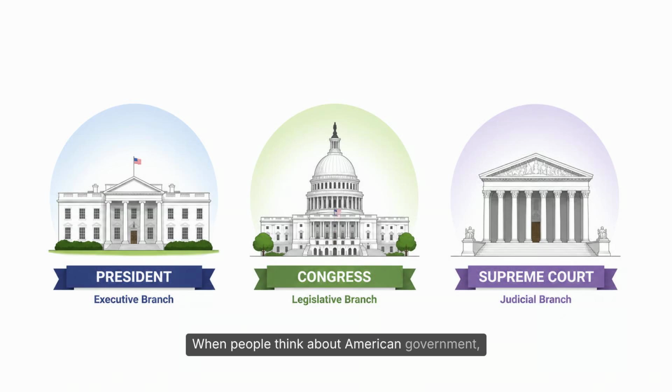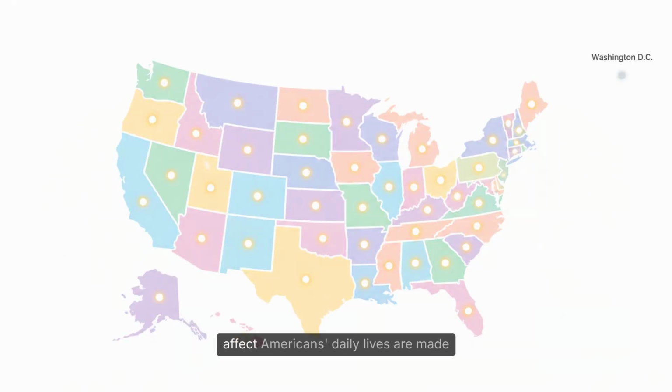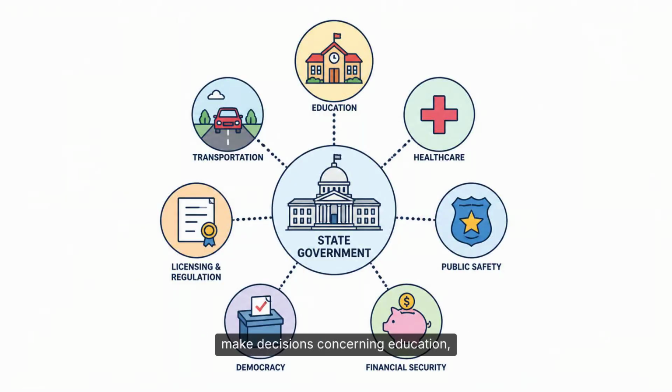When people think about American government, they often focus on the President, Congress, and the Supreme Court. Yet, many governmental decisions that directly affect Americans' daily lives are made in the 50 state capitals across the country, far from Washington, D.C. State governments make decisions concerning education, healthcare, transportation, public safety, taxation, elections, professional regulation, and numerous other areas of public life.